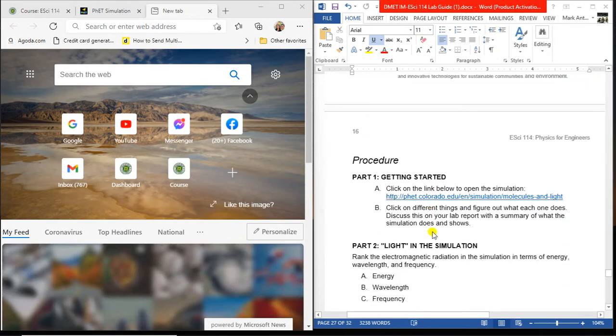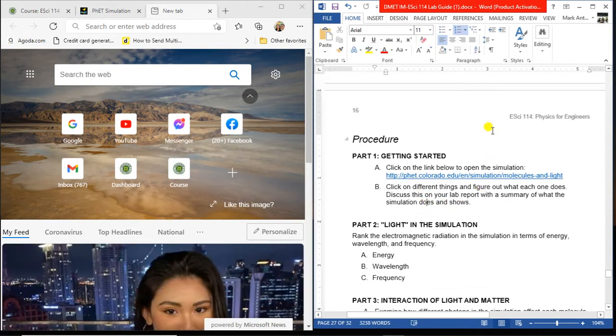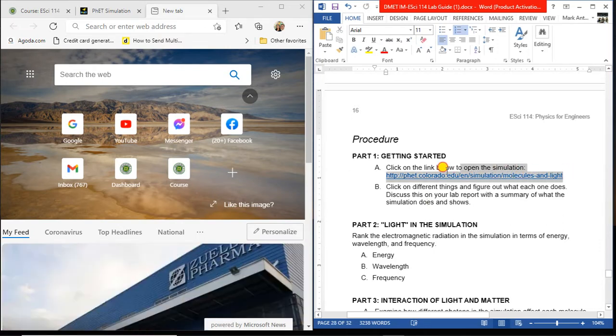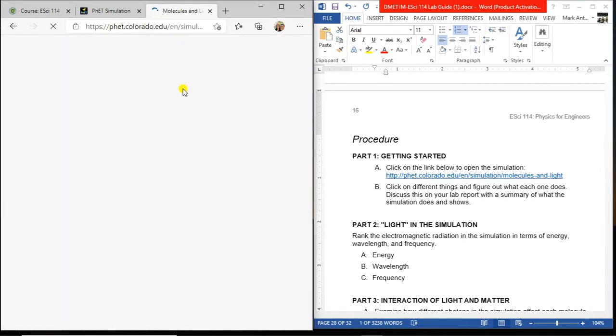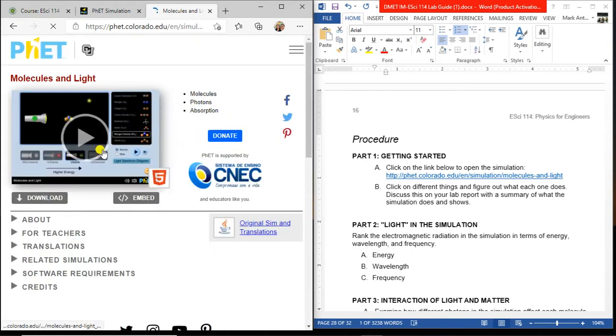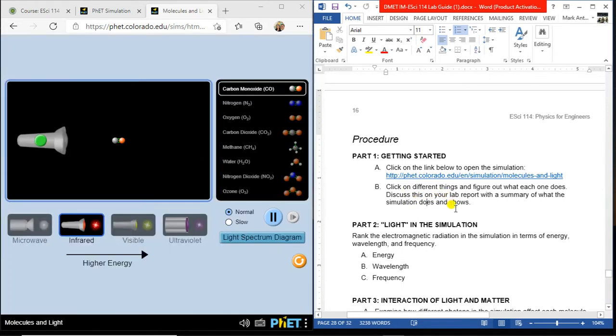So procedure, again, we're using the same simulation from PhET, Colorado. So let's start with getting started about the sim. So copy this URL as usual, then i-copy ngadto sa imong search engine, then here nata diri sa PhET, then click this one. So the sim is all about molecules and light. Click this, and then base sa instruction area, click on different things and figure out what each one does. So discuss this on your lab report with a summary of what the simulation does and shows.